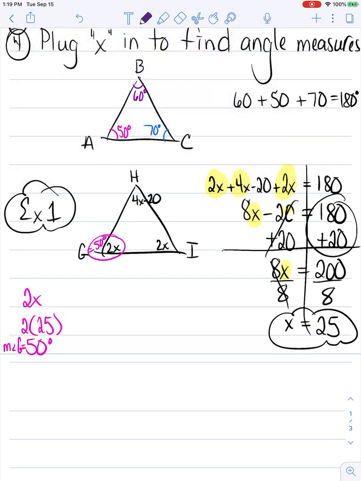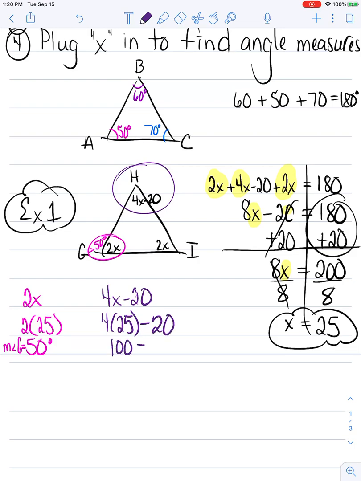So now let's find the measure of H. Well, H says to do 4 times x and then take away 20. So I'm going to do 4 times x, which is 25, minus 20. So 4 times 25 is 100. Take away 20 is 80 degrees. So the measure of angle H is 80 degrees.